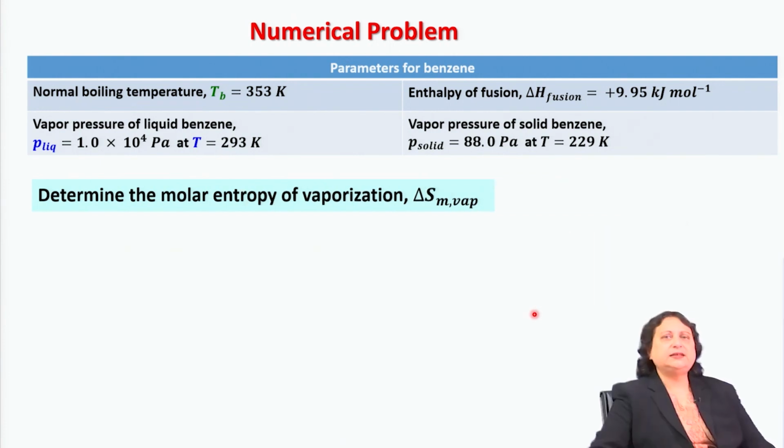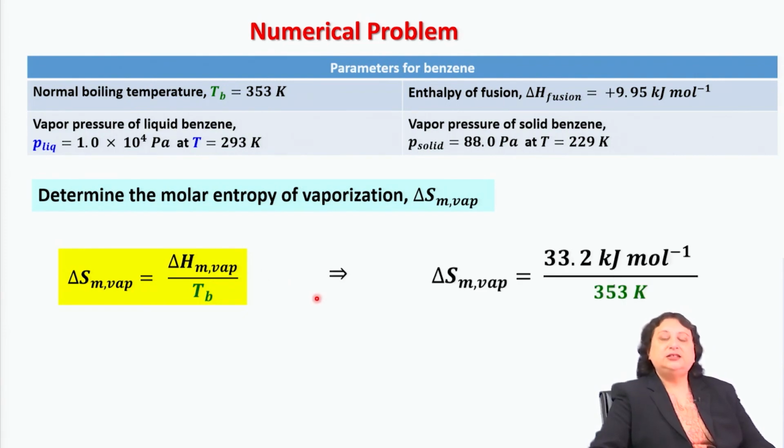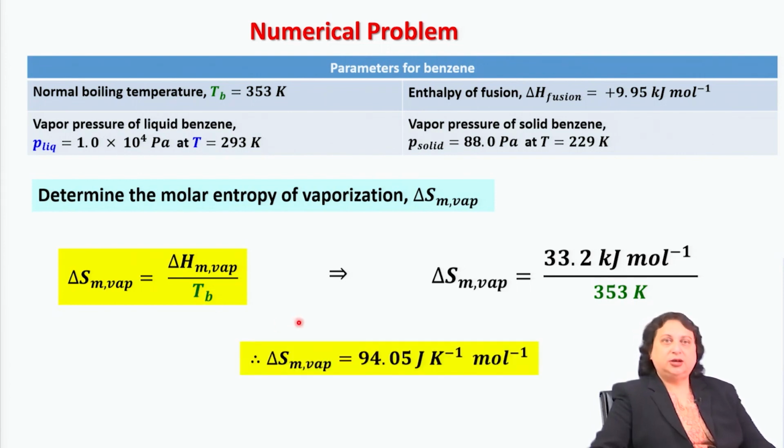There are other things that I can find out. I can determine the molar entropy of vaporization. The molar entropy of vaporization can be determined if you know the enthalpy of vaporization and the boiling temperature, and accordingly I will just put in the values of these quantities from the data that I have with me, and the molar entropy of vaporization turns out to be about 94 joule per Kelvin per mole.